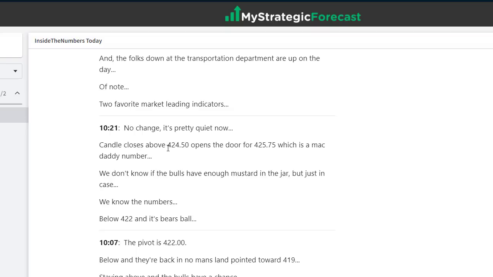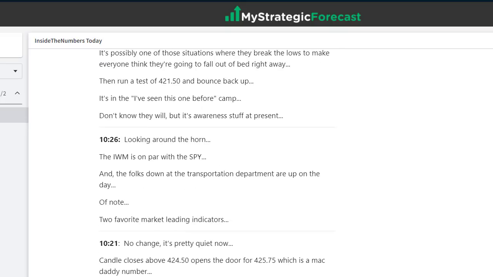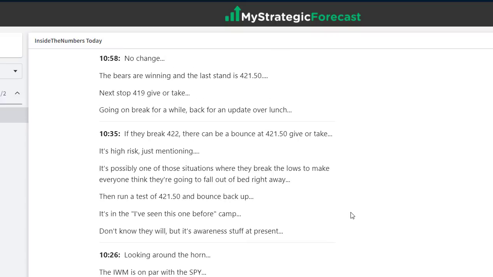10:21, it's pretty quiet. Candle closes above 424.50, opens the door for 425.75, which is, write this down, a Mac Daddy number. What does that mean? It's really, really important. Mac Daddy, that's a technical term. We're moving along. Let's see what else we have.